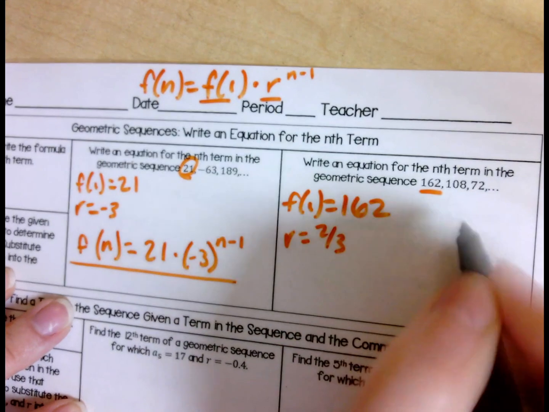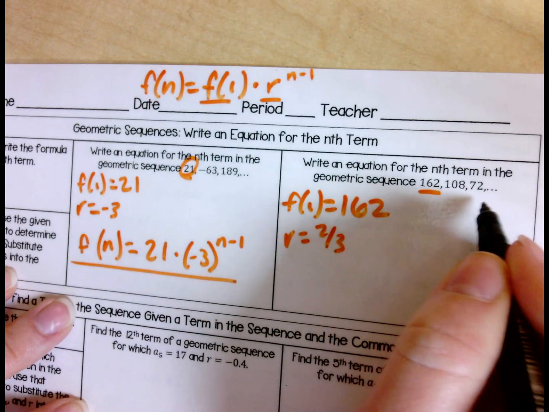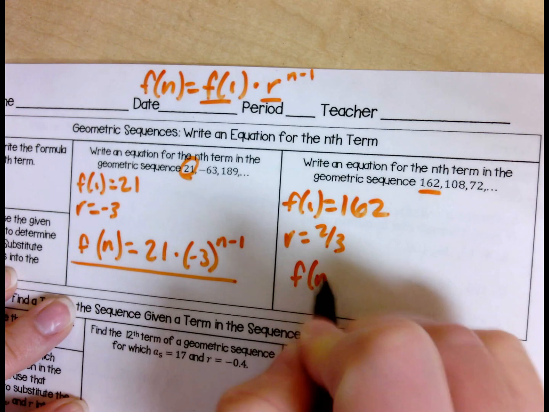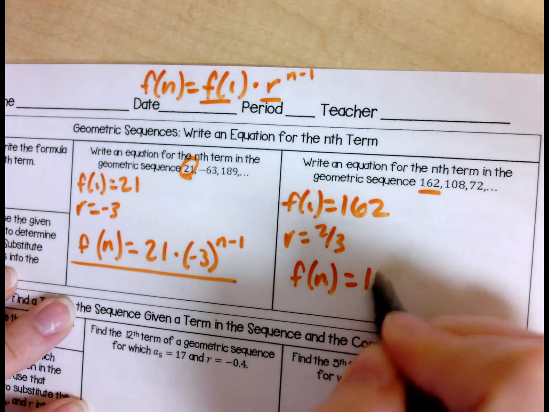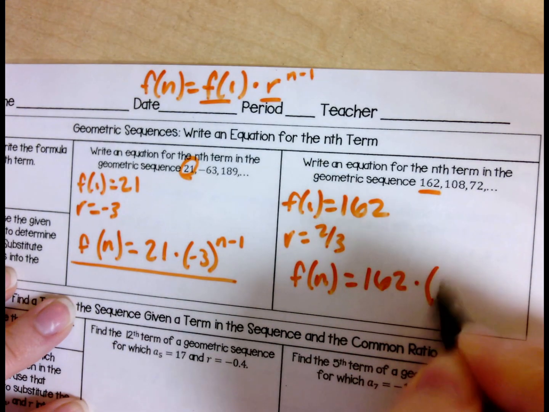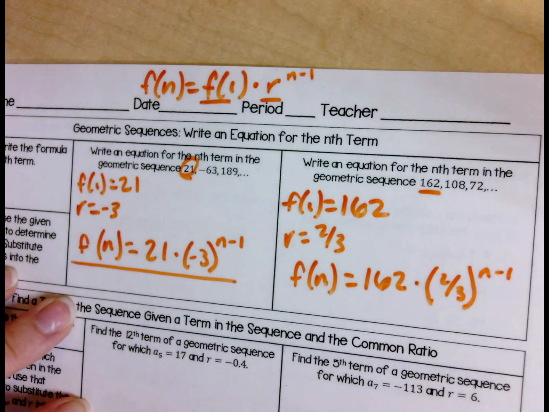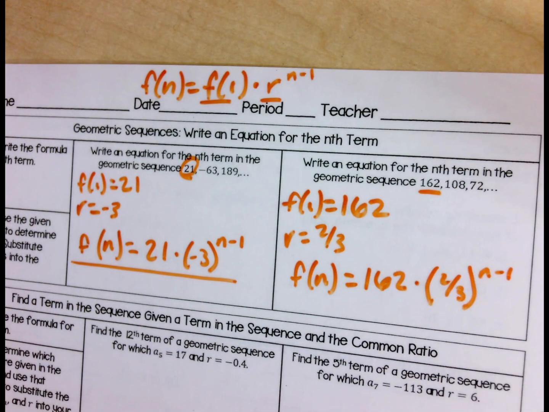We're multiplying by 2/3 each time, which makes sense. Our number is getting smaller. So we're going to plug in those two values. F of n is equal to 162 times 2/3 raised to the n minus 1 power. And that's the equation that we would use to find any term that we wanted to, any position in this sequence. Okay?